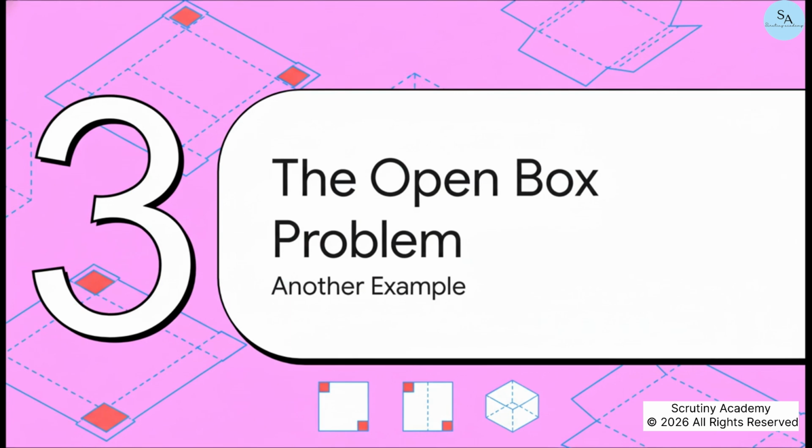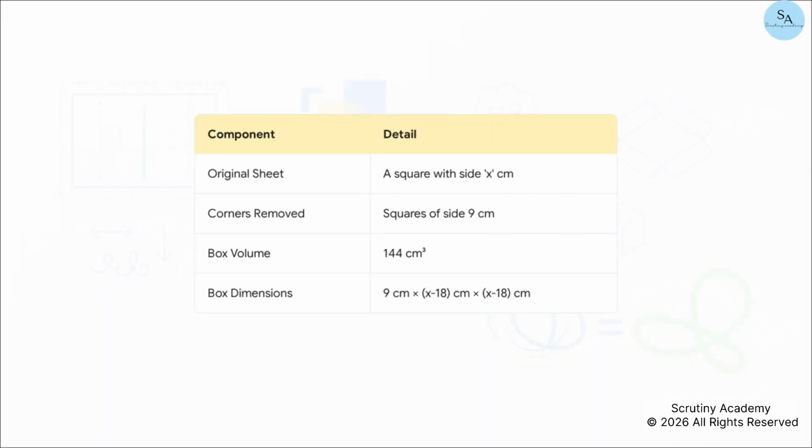Okay, let's run through one more quick example just to make sure this idea really sticks. This time, we're making an open top box from a square sheet of metal. So, here's the deal. We start with a square sheet, and its side is x centimeters long. Then, we snip out a little 9 centimeter square from each of the 4 corners. When we fold up the sides, that 9 centimeter cut becomes the height of our box. And the length? Well, it was x, but we took 9 centimeters from both sides, so it's x minus 18.